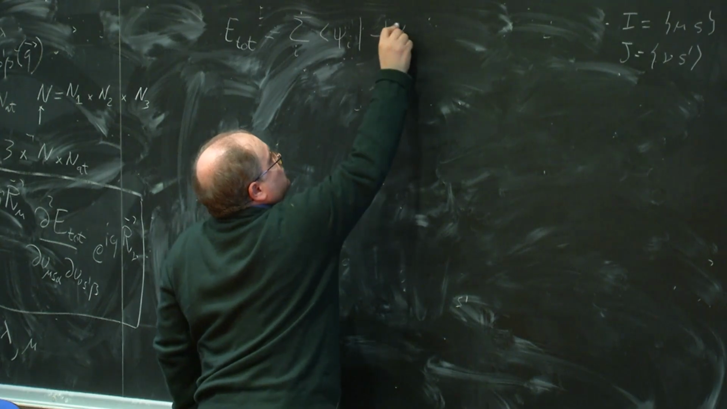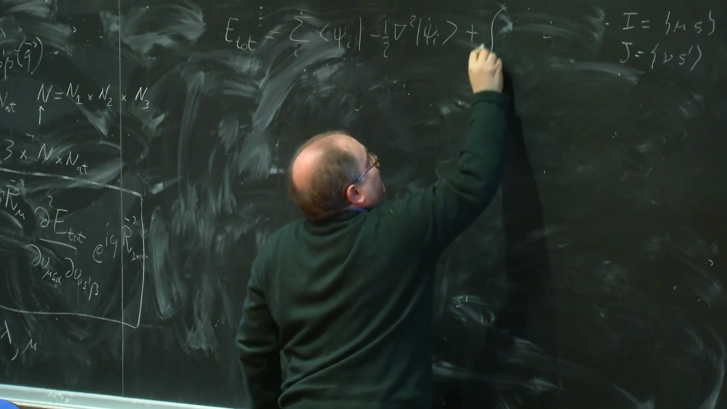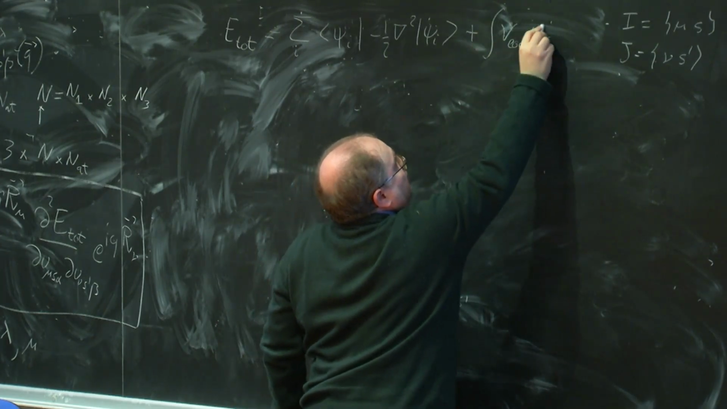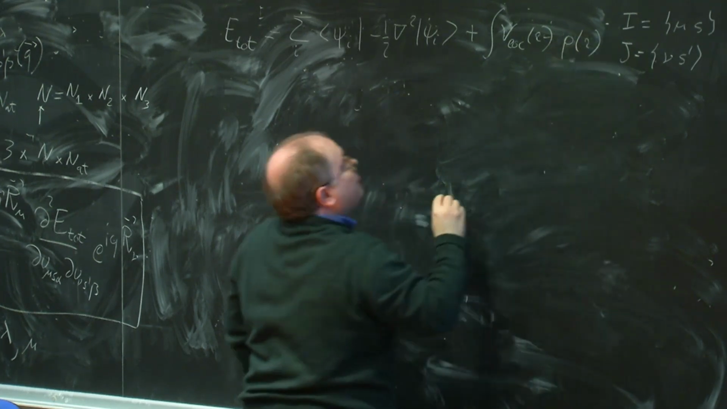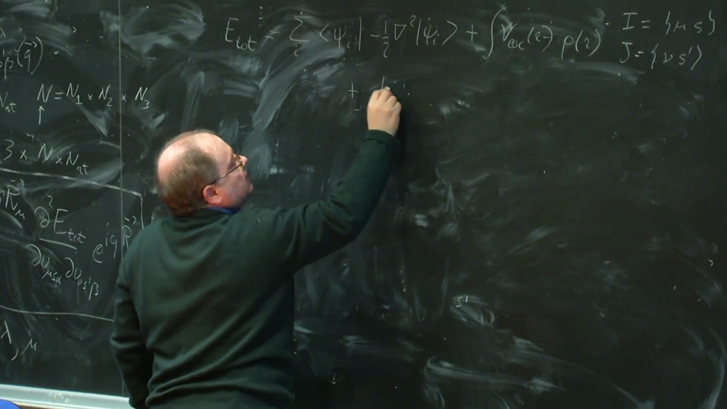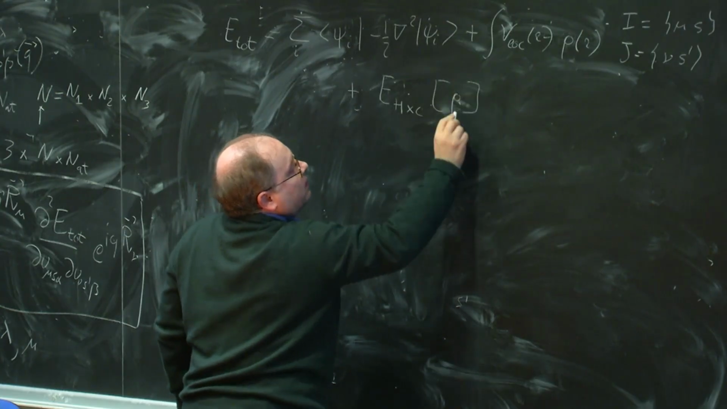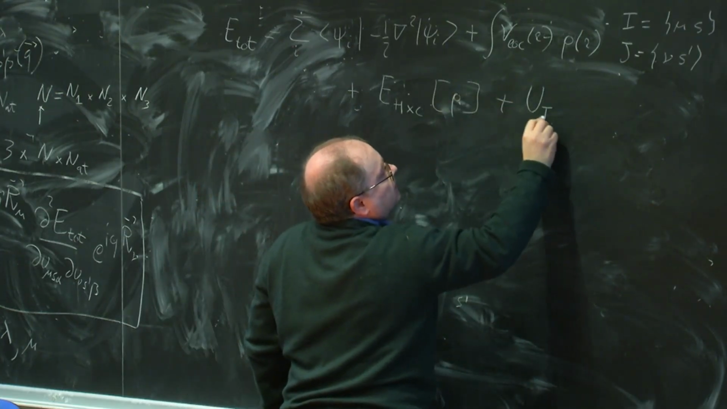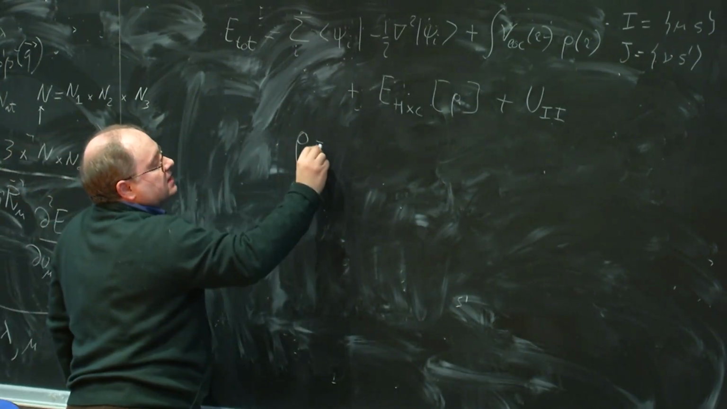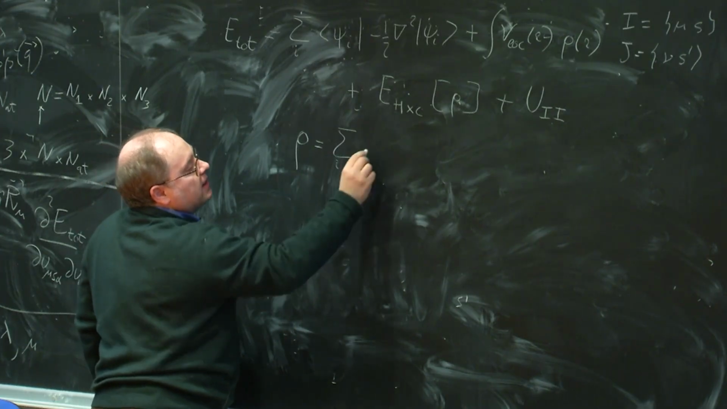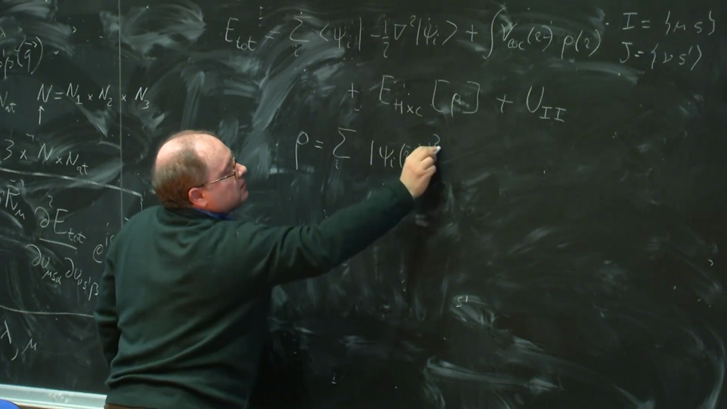There is a kinetic energy term, an external potential that couples with the charge density rho, and then the Hartree and the exchange and correlation energy. Let me write them like this, that depend on rho, and the ion-ion interaction. The charge density is the sum over the occupied eigenvalues of the square modulus of the wave function.